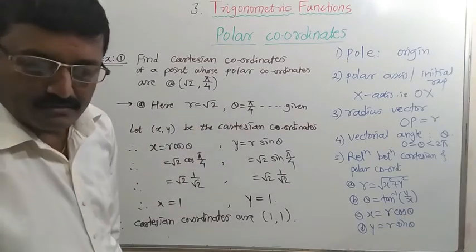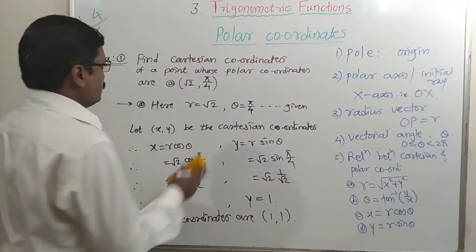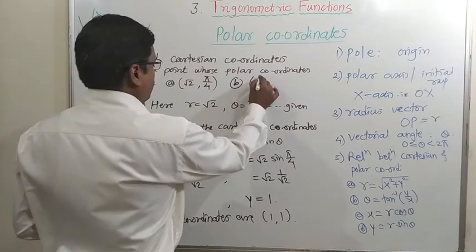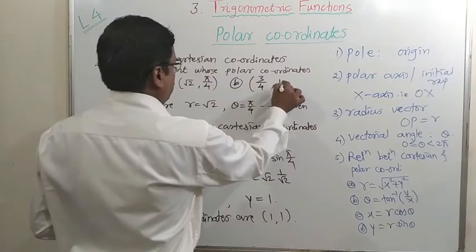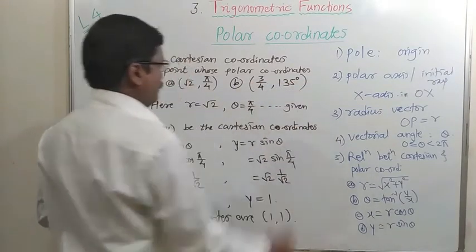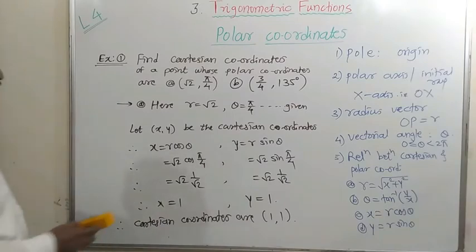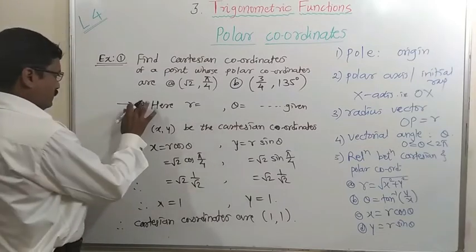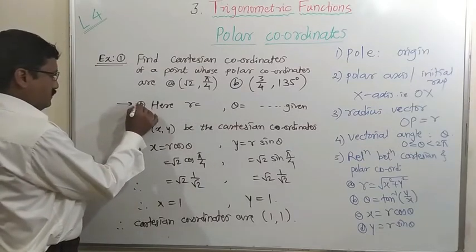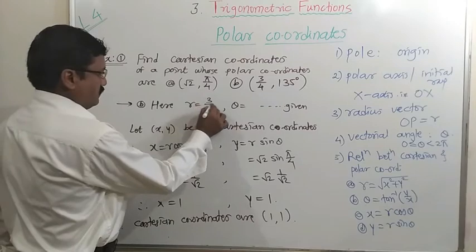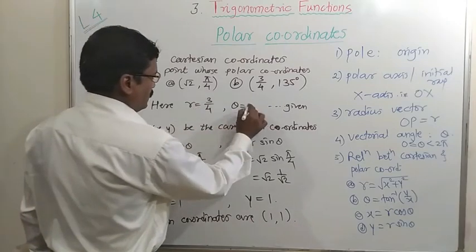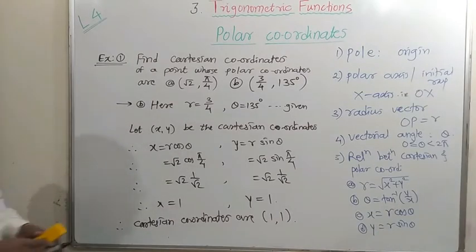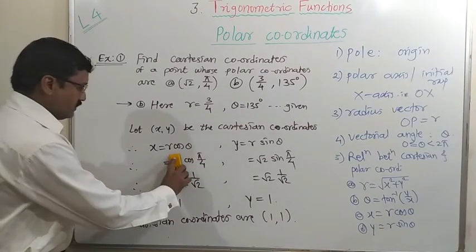Let us see one more example. We will solve the second one, that is 3 by 4 and 135 degree angle. Here r is equal to 3 by 4 and theta is given as 135 degree. Let us use the similar way.